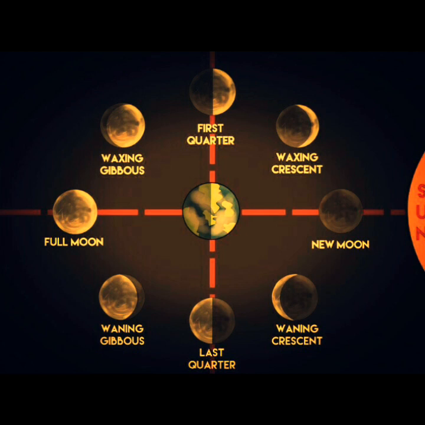I want you to remember this point: when the moon appears to be getting bigger, it's called waxing. And when it looks like it's getting smaller, it's called waning. I would like to tell you something. The word gibbous comes from the Latin language and it means hump, or it simply means convex shapes or bulging outward.